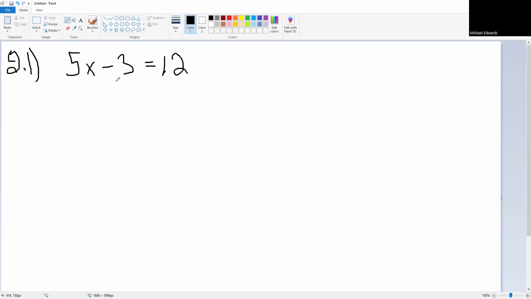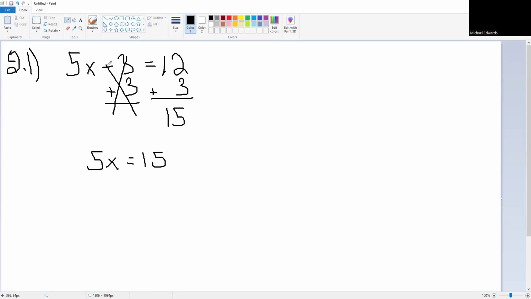And the way to do that is, you see this -3 here. If we add 3 to both sides, like what you do on one side, you've got to do on the other side. This turns out to be nothing. And this turns out to be 15. So now you have, I'll rewrite it down here, 5x equals 15.